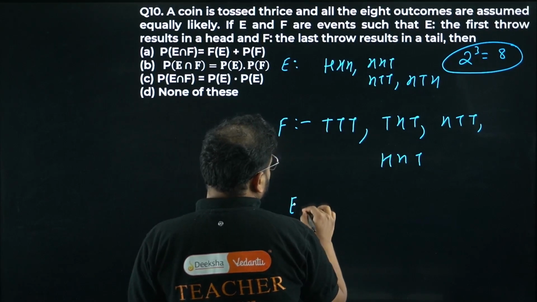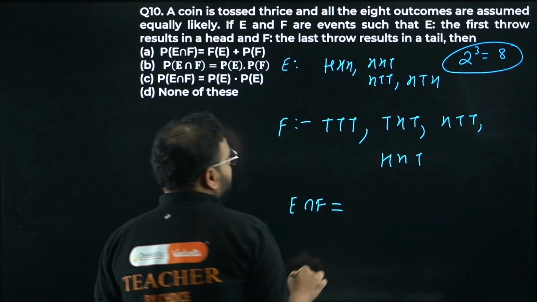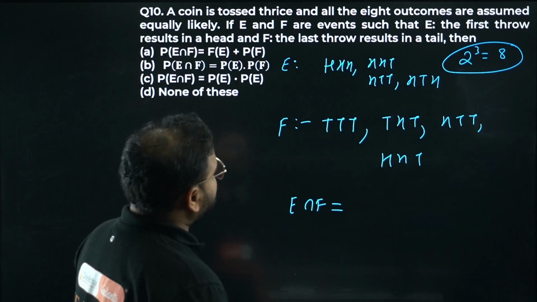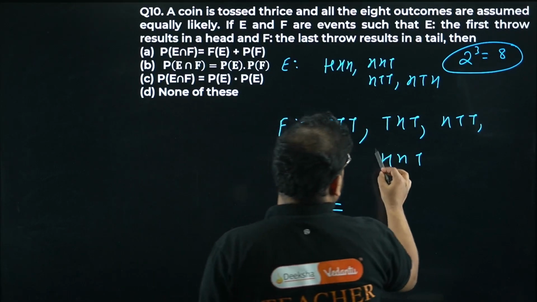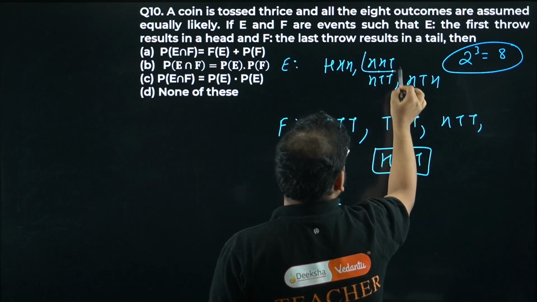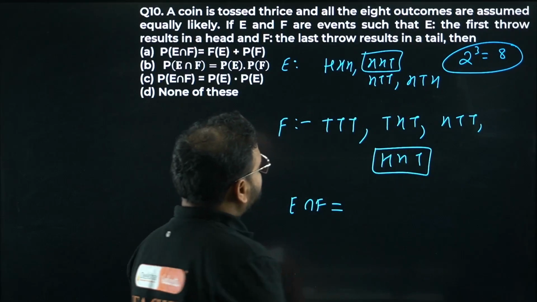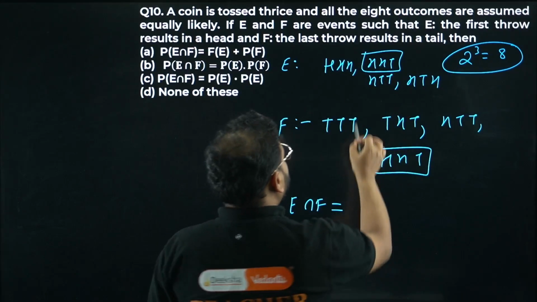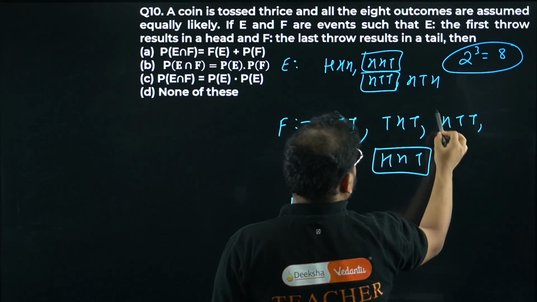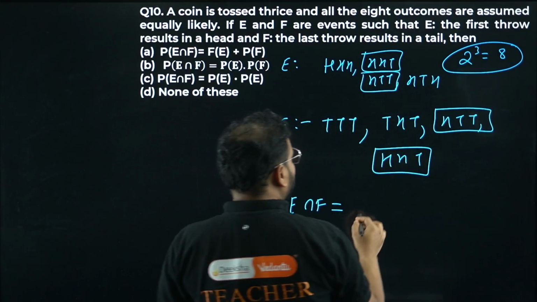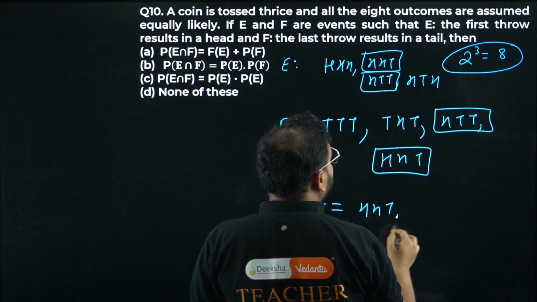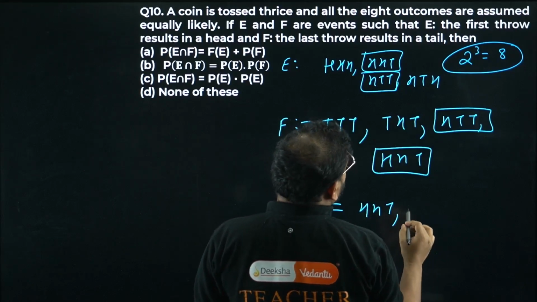Before that we have to look for the intersection. For this you get HHT here. This is common, no? HHT. Please check. And we have one more thing common: HTT also is common. Anything else common, sir? Of course not. So E and F will have HHT, and what else we have? HTT.